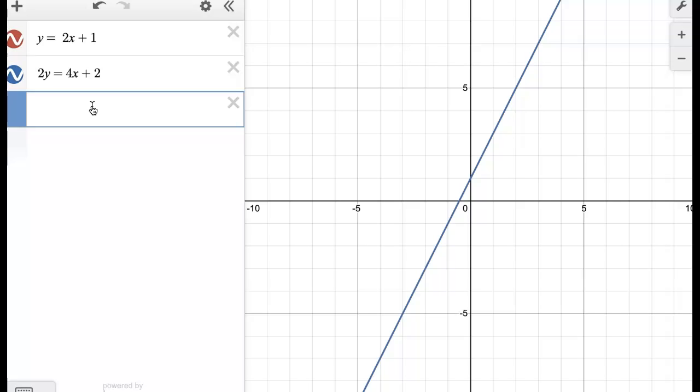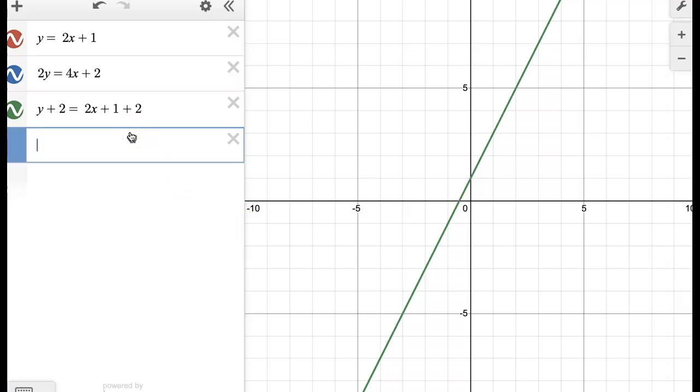Let's try adding 2. So here we go: y plus 2. I'm adding 2 to this side, and I'm going to add 2 to the other side, so I have 2x plus 1 plus 2. Same line. If you add 2 to one side and add 2 to the other side, you still end up with the same line equation.